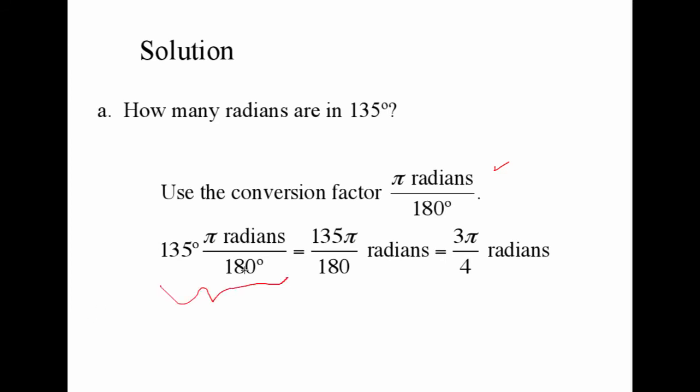Now, how we know that this is the way we're setting it up with the conversion factor: remember, when we multiply here, we want the units to cancel. So we need to have units in a numerator and units in a denominator in order for those units to cancel. That's how we know we need to set the conversion factor up this way. So when we multiply this, we get 135 pi over 180 radians, and we can simplify that fraction, so this reduces down to 3 pi over 4 radians. So a 135 degree angle is equivalent to 3 pi over 4 radians.